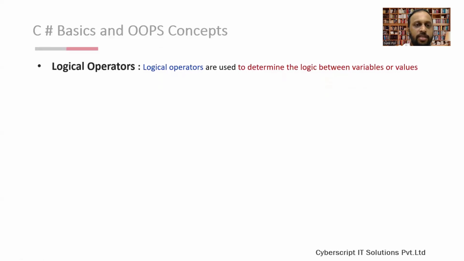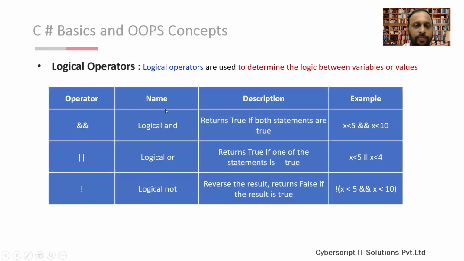So now we will discuss logical operators. Logical operators are used to determine the logic between variables or values. So there are three types of logical operators: logical and, logical or, and logical not. So logical and operator returns true if both statements are true. So in this example, left side statement and right side statement of and operator must be true. Then only this condition will return true.